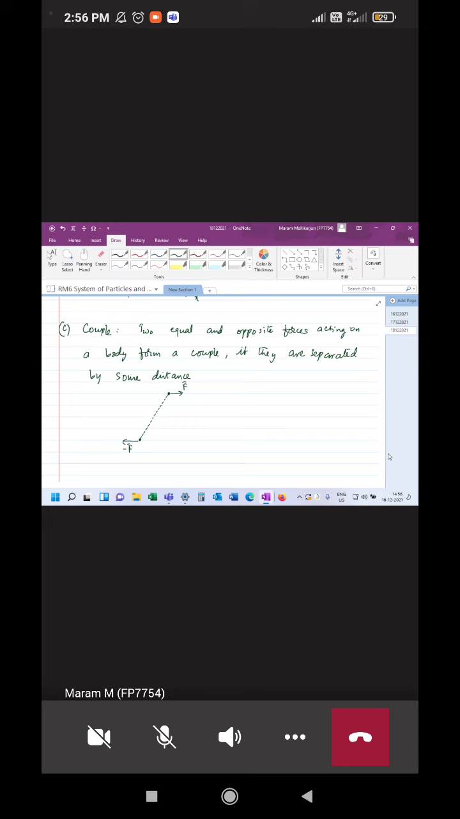The best example is when you are trying to open the cap of a bottle. You are applying force on both sides, equal and opposite forces, and that will try to rotate it. So what is the torque due to a couple? How will I find it?